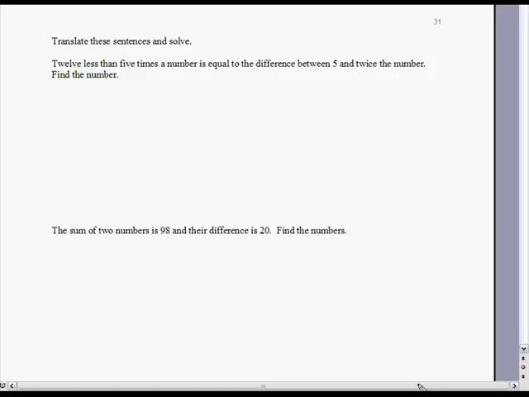Translate these sentences and solve. 12 less than 5 times a number. This less than has to get written backwards, so leave some space and write minus 12. 5 times a number is equal to, the difference should go in parentheses, 5 and twice a number.